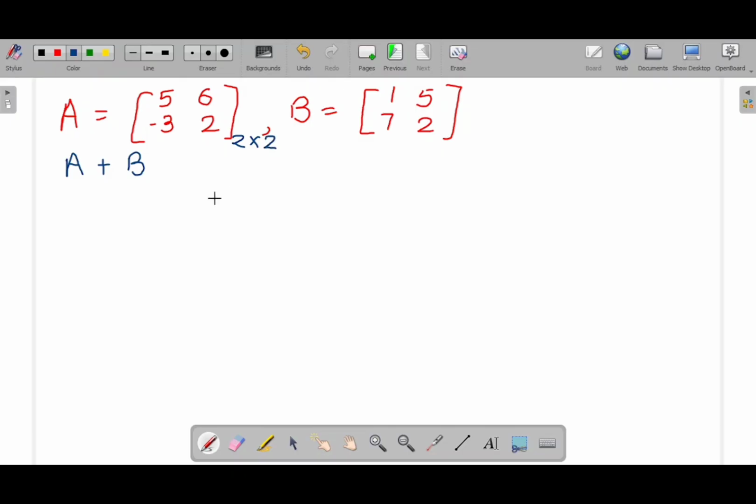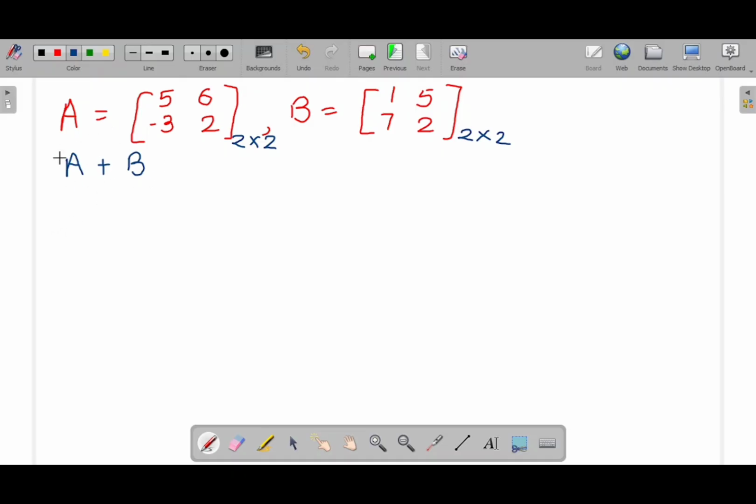Let me quickly revise how we can check the matrix order. Here you can see this is row number 1 and this is row number 2, so we have two rows. The first number represents the number of rows. Similarly, this is column 1 and this is column 2, so there are two columns. The second number represents the number of columns. So the order of matrix A is 2 by 2. Similarly, the order of matrix B is also 2 by 2.